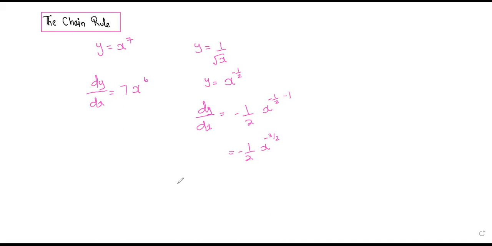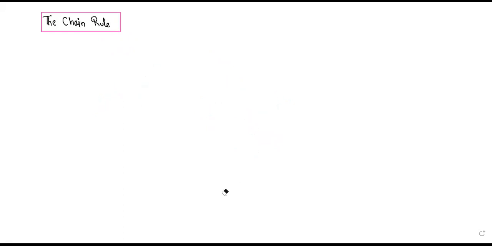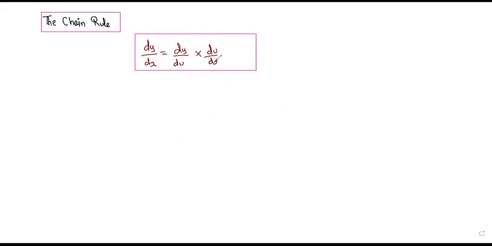But then we have some more types as well. And for those types, we are going to use the chain rule. So let's just state the chain rule first, and then I am going to tell you when to use it. So the chain rule says dy by dx is equal to the product of dy by du multiplied by du by dx. Okay.